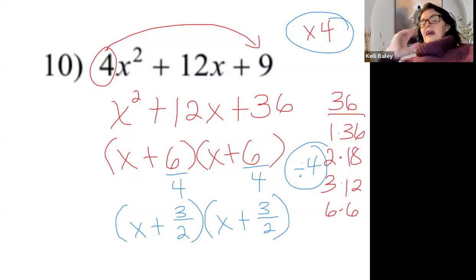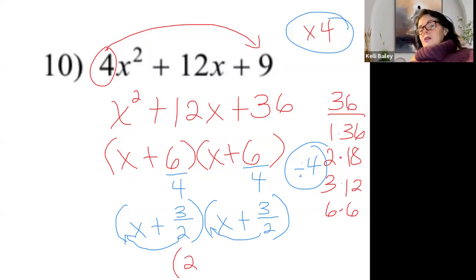Okay. And then I can't leave a fraction. So I have to move that 2 up in front of the x. So my actual answer is 2 times x plus 3. And since I have it twice, I'm not going to write it twice. I'm just going to say squared, because anything times itself is something squared.